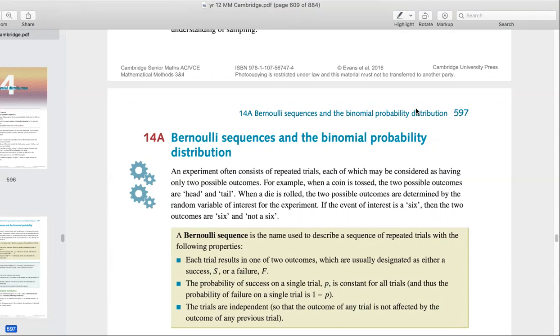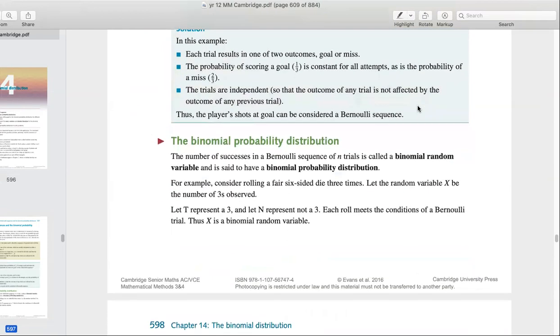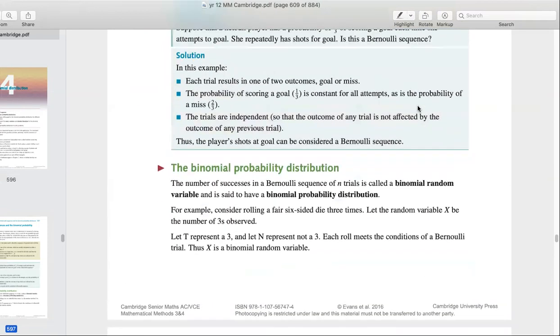Based on this, he developed a really good one called the binomial distribution. The number of successes in a Bernoulli sequence of n trials is called the binomial random variable, and it has the binomial probability distribution. Basically, we don't care about when or at what time I get the result or success. I only care about the overall outcomes.